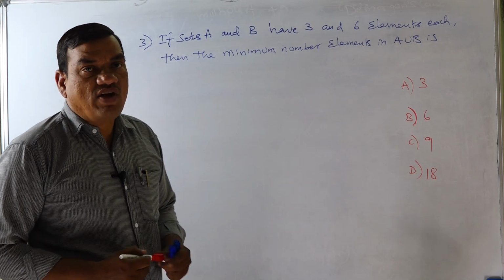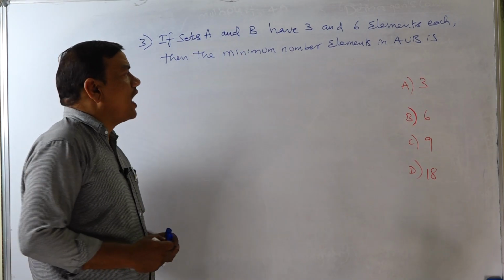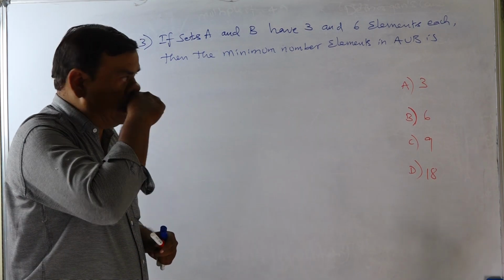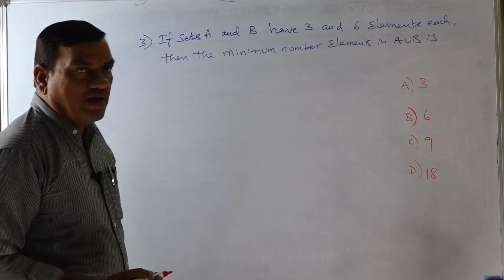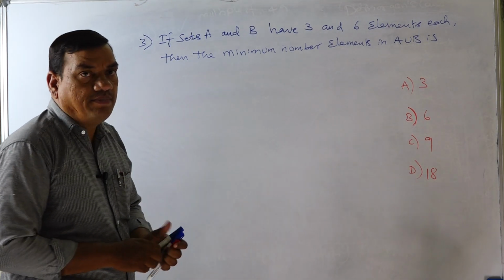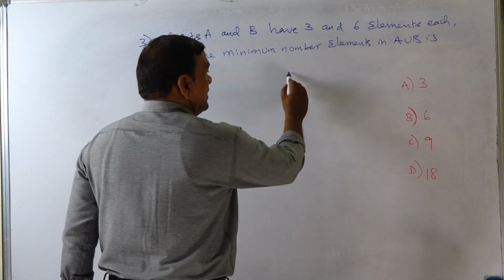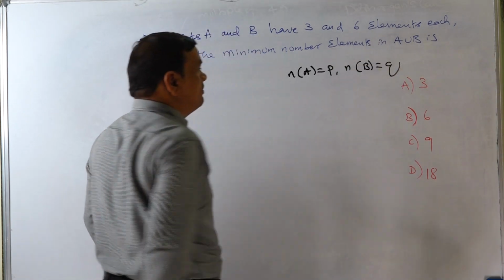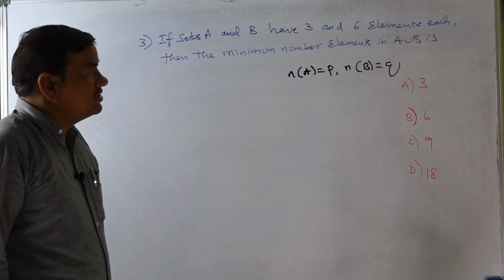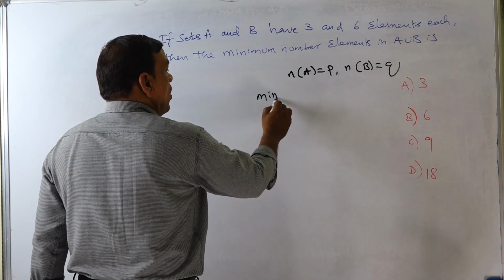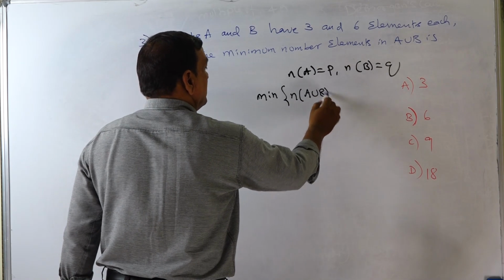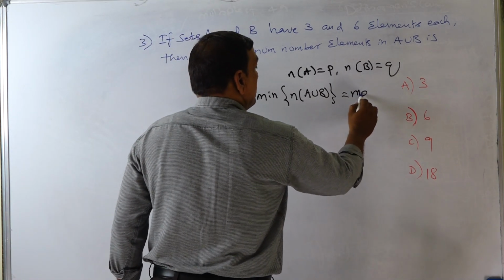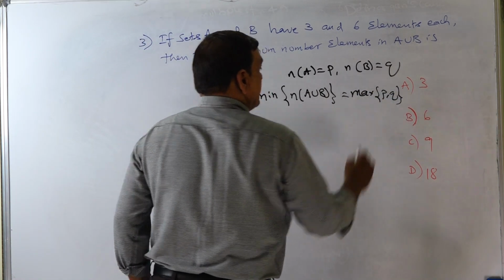Dear students, welcome to the third problem. If sets A and B have 3 and 6 elements each, then the minimum number of elements in A union B is? This is a very nice problem. We have already explained one concept, so once again I am reminding that concept. If n of A is equal to P, n of B is equal to Q, that means A contains P elements and B contains Q elements, then the minimum number of elements in A union B is the maximum of P, Q.